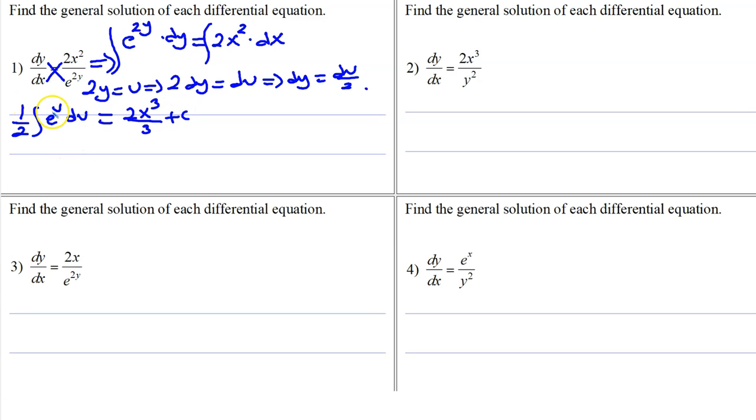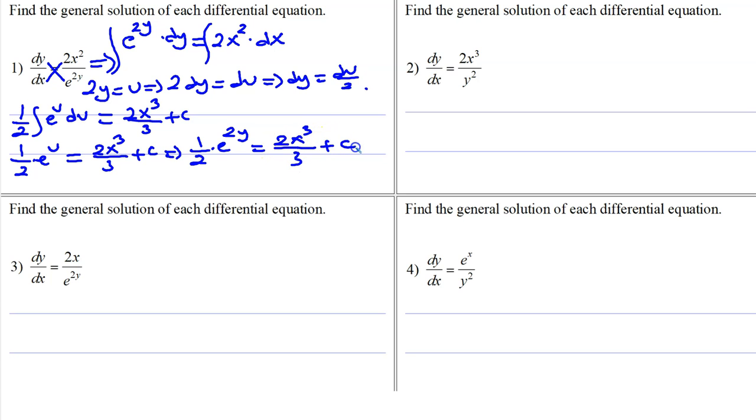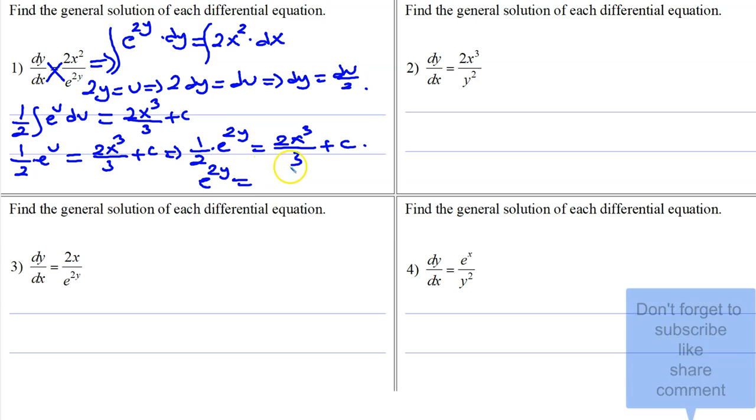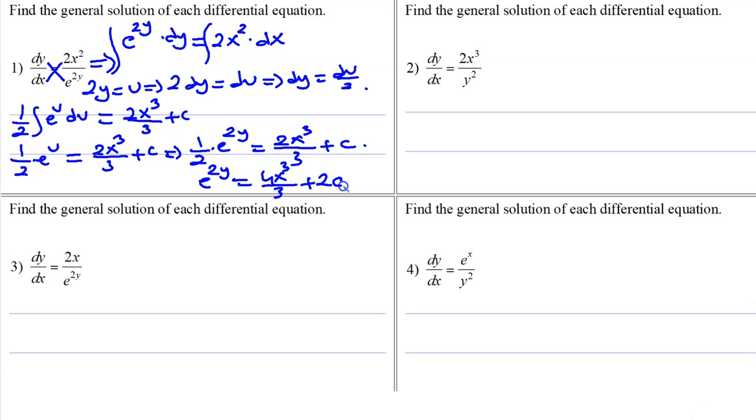We know that the integral of e to the power of u is itself, so basically 1/2 times e to the power of u equals 2x cubed over 3 plus c. So I'm going to switch u back with 2y, so it's 1/2 times e to the power of 2y equals 2x cubed divided by 3 plus c. We have to get rid of this 1/2, so I'm going to multiply each side by 2, and we get e to the power of 2y equals 4x cubed divided by 3 plus 2c.